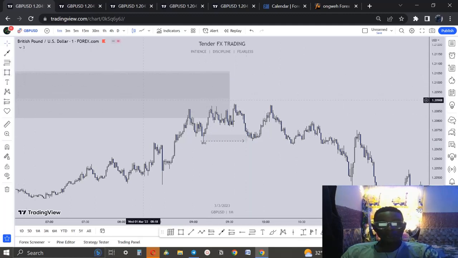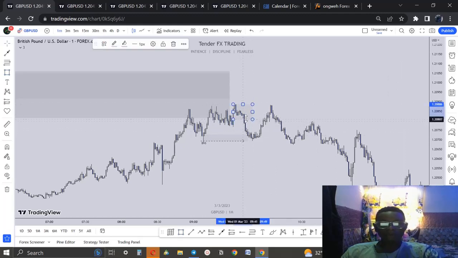So my entry was right from here. Remember I told you guys the idea was from the 15 minutes time frame. How I wish I had looked at the 3 minutes or the 1 minute time frame. This will be my sell. My sell limit will be from here. But it was from the 3 minutes time frame.